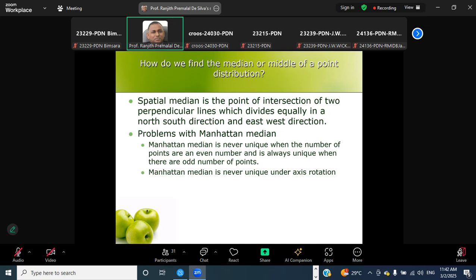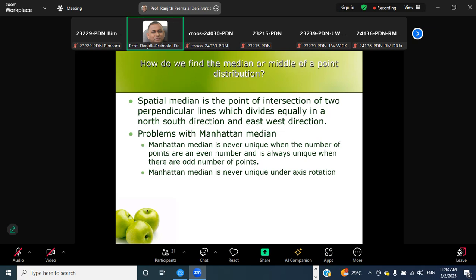Right? I'll quickly go through the topics. 23055 mean center, 23064 median center, 23212 Manhattan median, 23213 Euclidean median, 23215 weighted mean center, 23226 weighted median center, 23229 weighted Manhattan median, 23237 weighted Euclidean median.